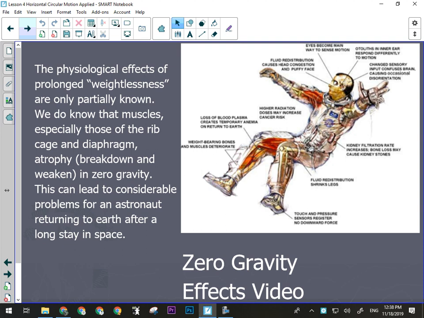And eventually the brain stops listening to the balance center in the middle ear. And instead it relies on your what? Your eyes. Because your eyes can kind of tell it which way is right side up and which way is upside down. So it starts to rely on those. And that works fine in zero gravity.